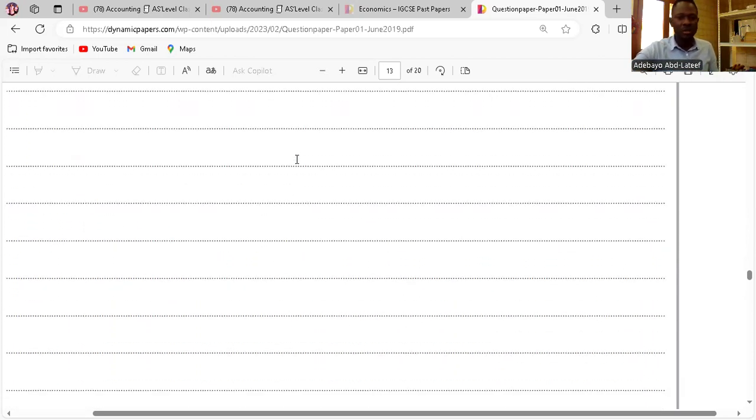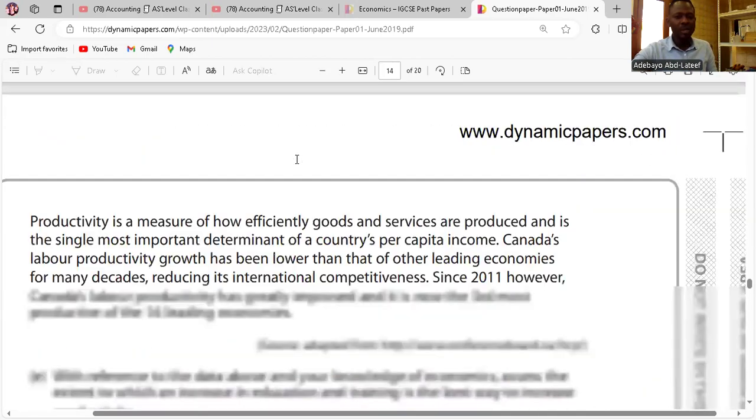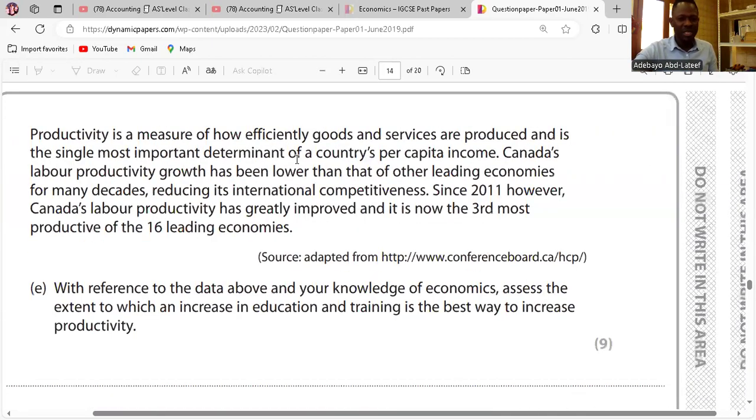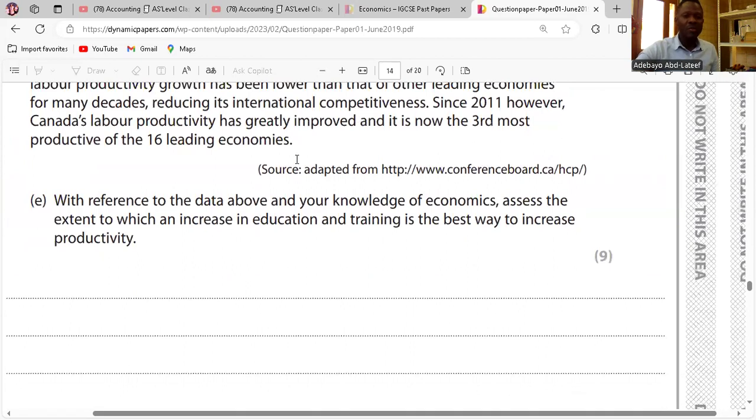So go to question E, right? We have the case study about productivity. With reference to the data above and your knowledge of economics, assess the extent to which an increase in education and training is the best way to increase productivity. So I support and oppose because they said we should assess it. So you have to talk about the benefits and the limitations too. So first, what is productivity itself?